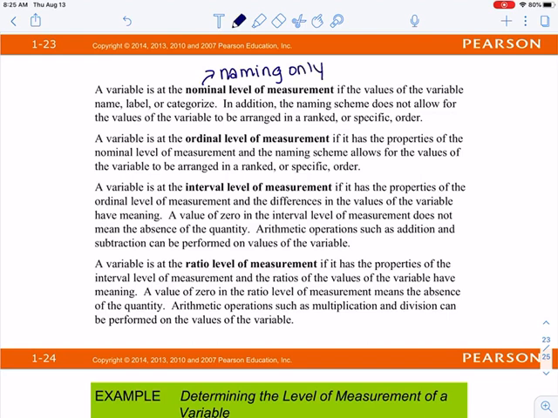And a variable is going to be at the ordinal level of measurement if it has the properties of a nominal level of measurement, and the naming scheme allows for the values of the variable to be arranged in a rank or a specific order. So if I start talking about Mr. Lynham and Mr. Blum, they're naming only. But now if I want to talk about them in an ordinal sense, Mr. Lynham is the principal, Mr. Blum is the assistant principal. That would be an ordinal level of measurement. So these two values are going to be qualitative.